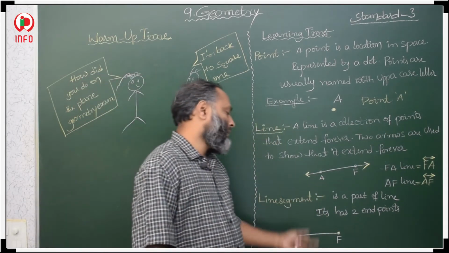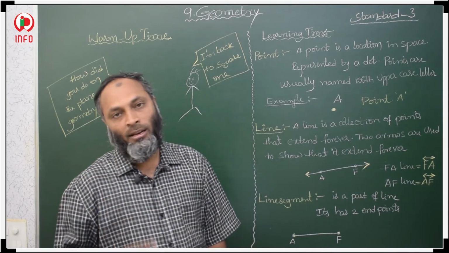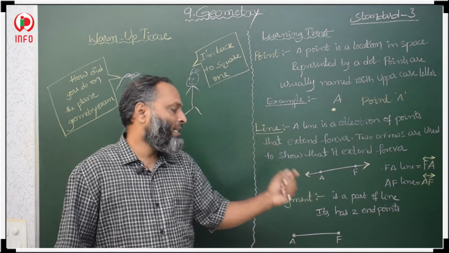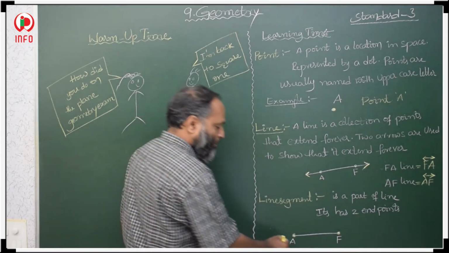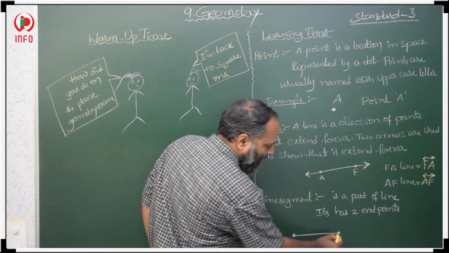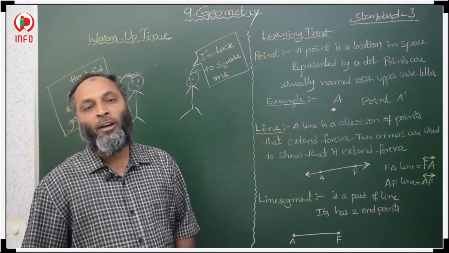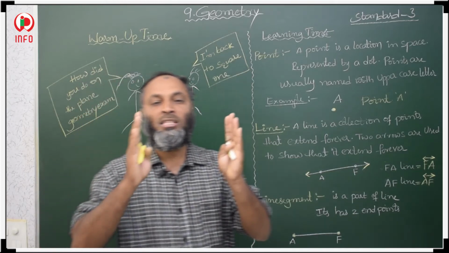So a line segment is a part of a line. It has two endpoints. At the endpoints we don't have any arrow. If we don't have any arrow, it means the line segment's length is fixed.